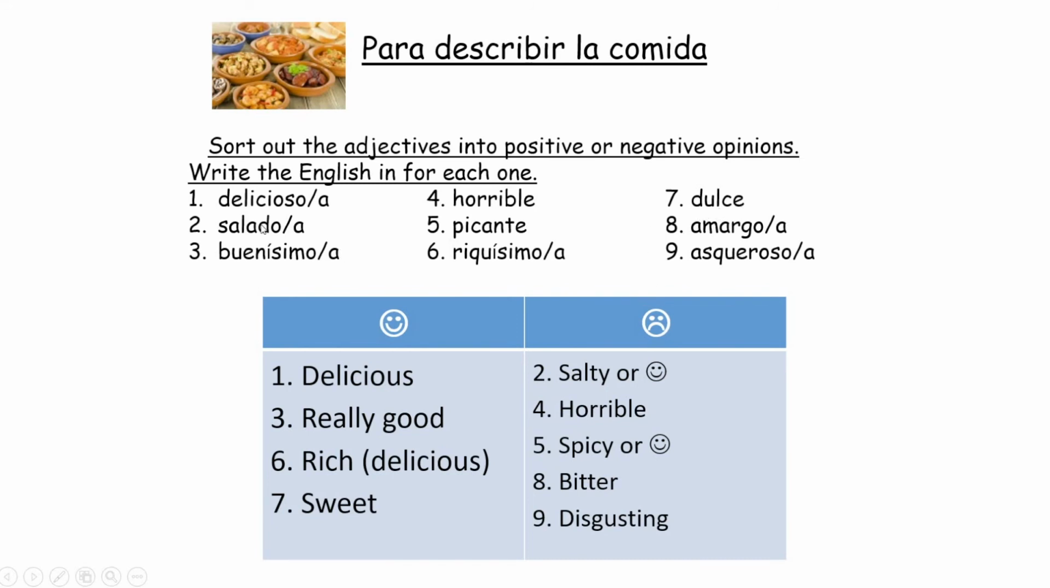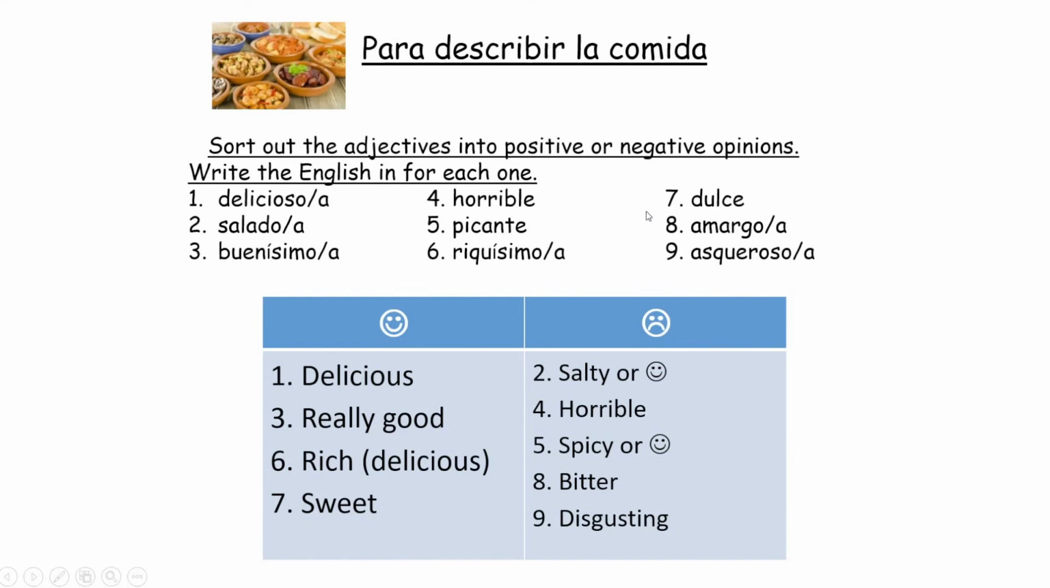Then the negatives. Salty is salado. I suppose that could be a good thing, depending on what you're describing. Horrible, horrible. Picante, again, you might think that's a good thing. So that could have gone in either, that's okay. Amargo, for bitter. And asqueroso. So break that one up. Asqueroso. Asqueroso. Okay, so just a little recap for you.